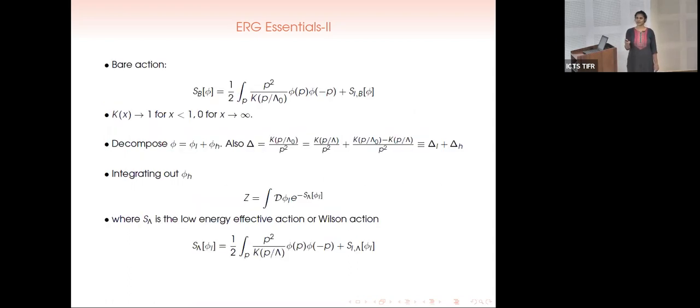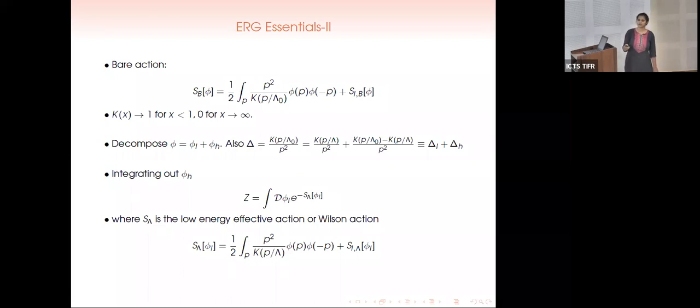Now, mathematically, I start with a bare theory whose scale is lambda naught, where usually the kinetic term is p squared phi squared. Here we have put an analytic cutoff, and this is the interaction term. The analytic cutoff is chosen such that it tends to 1 for x less than 1 and 0 for x tending to infinity. Now one decomposes phi into two parts, phi L plus phi H, where phi L is propagated with propagator delta L and phi H is propagated with propagator delta H.